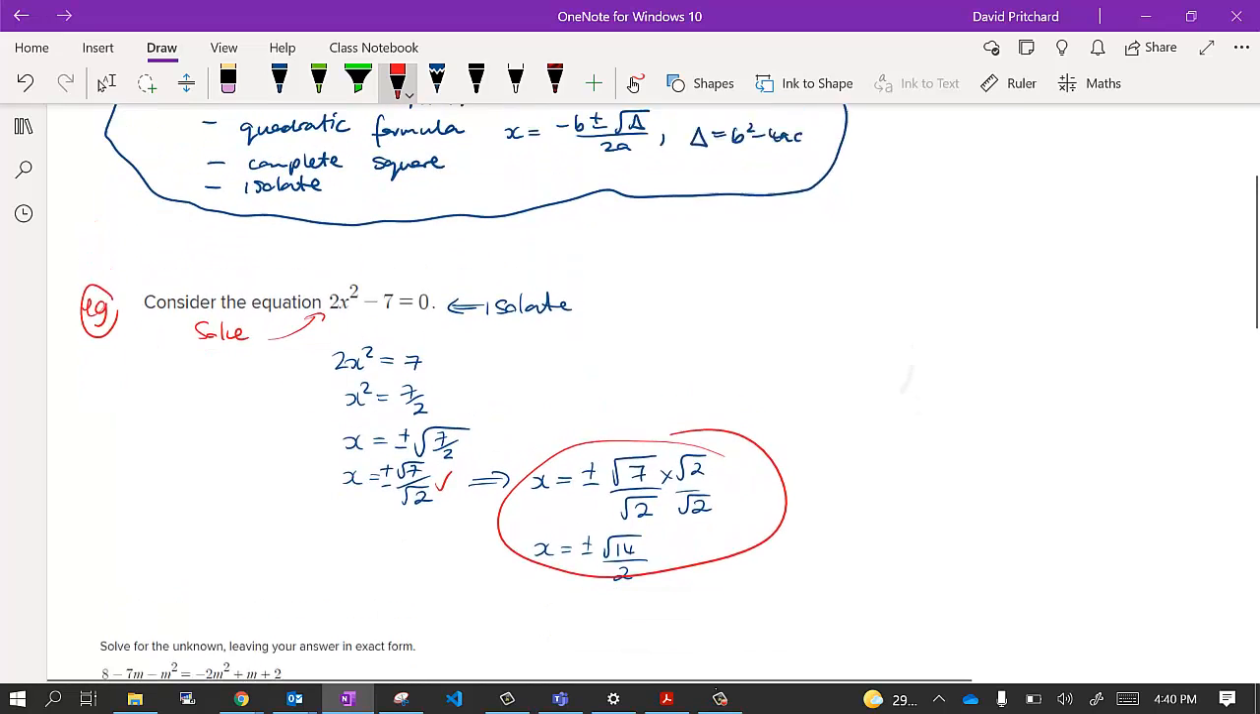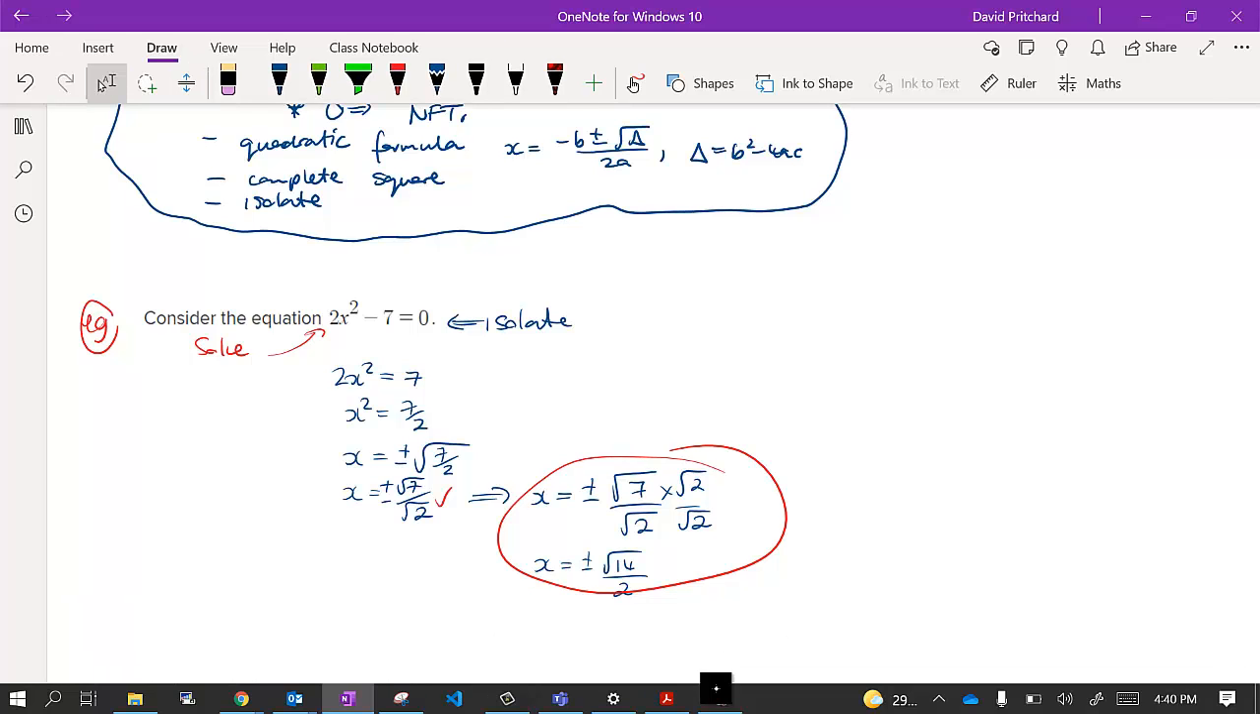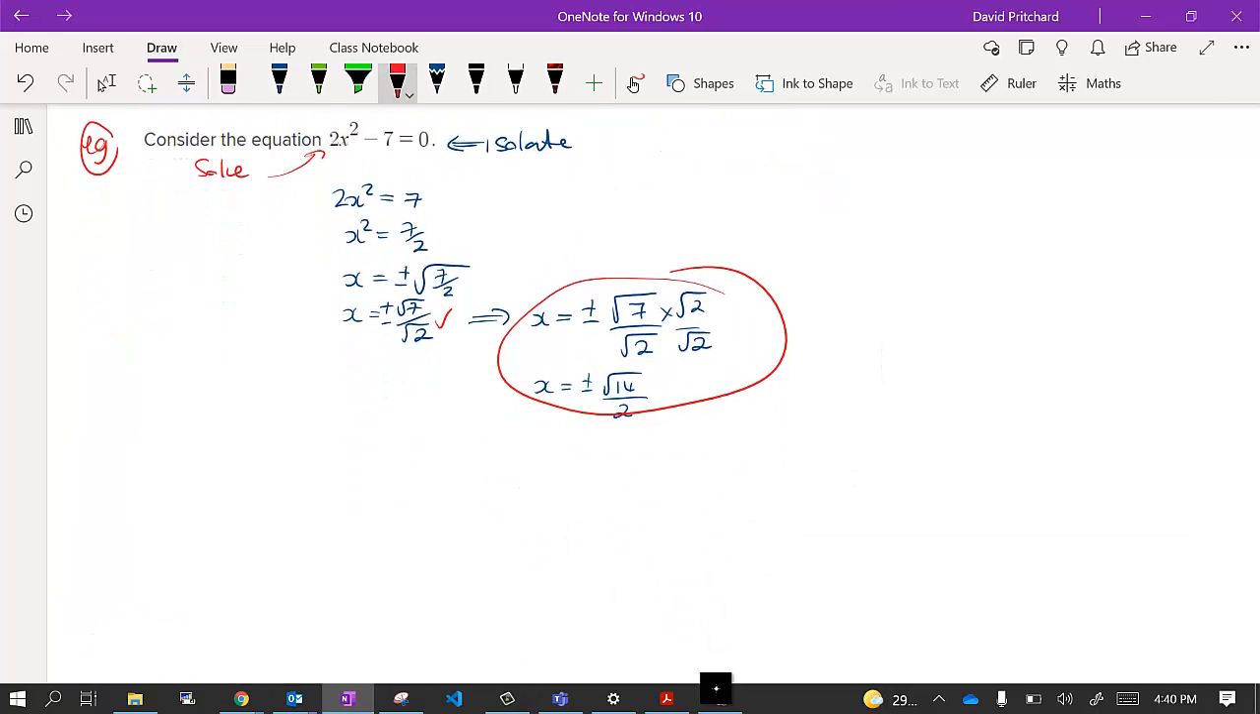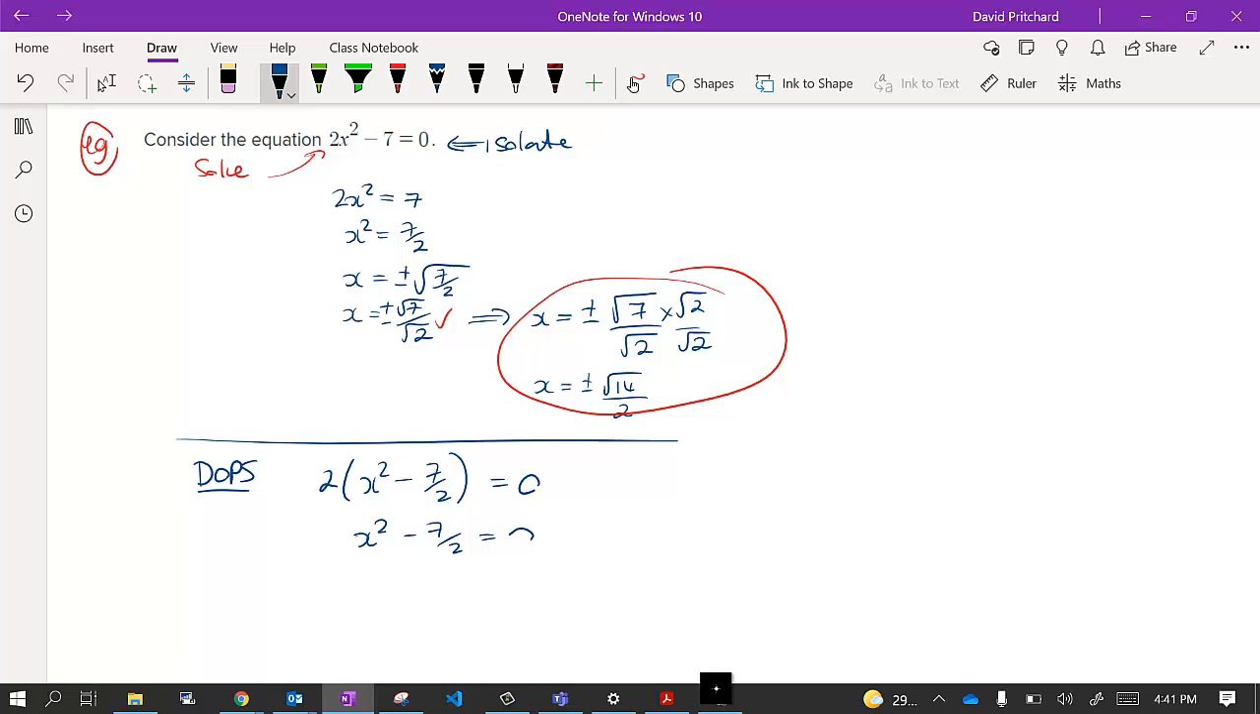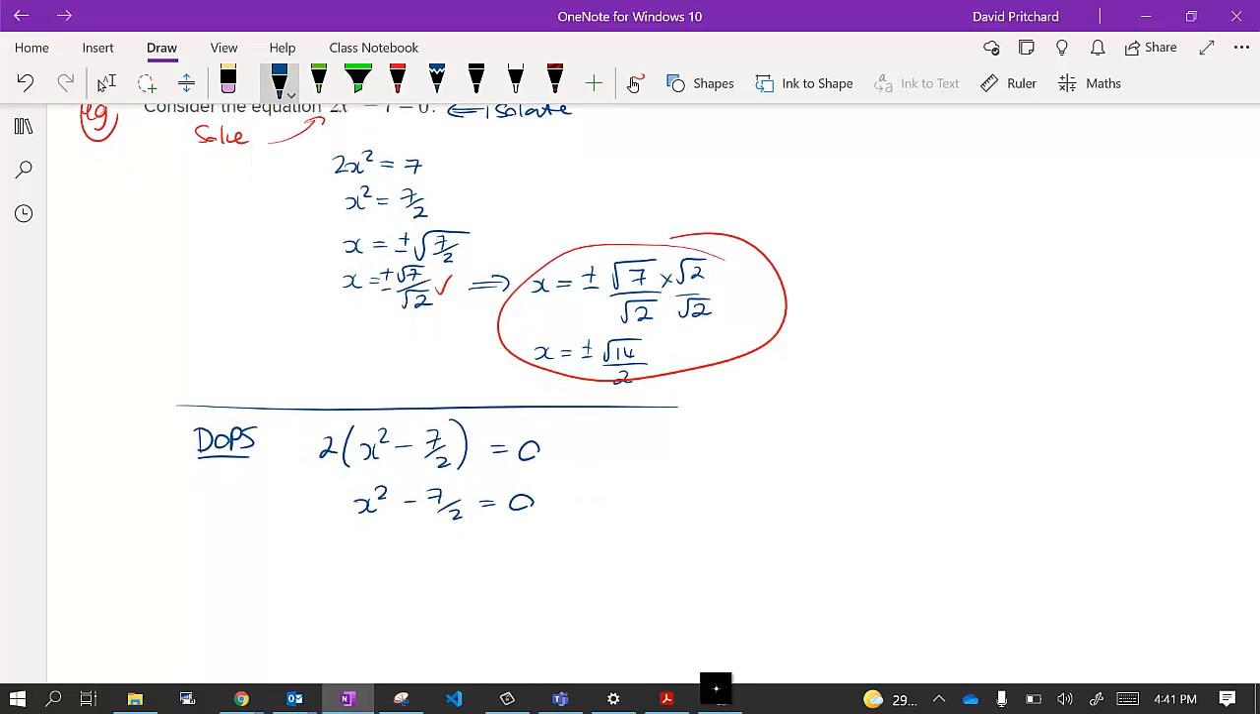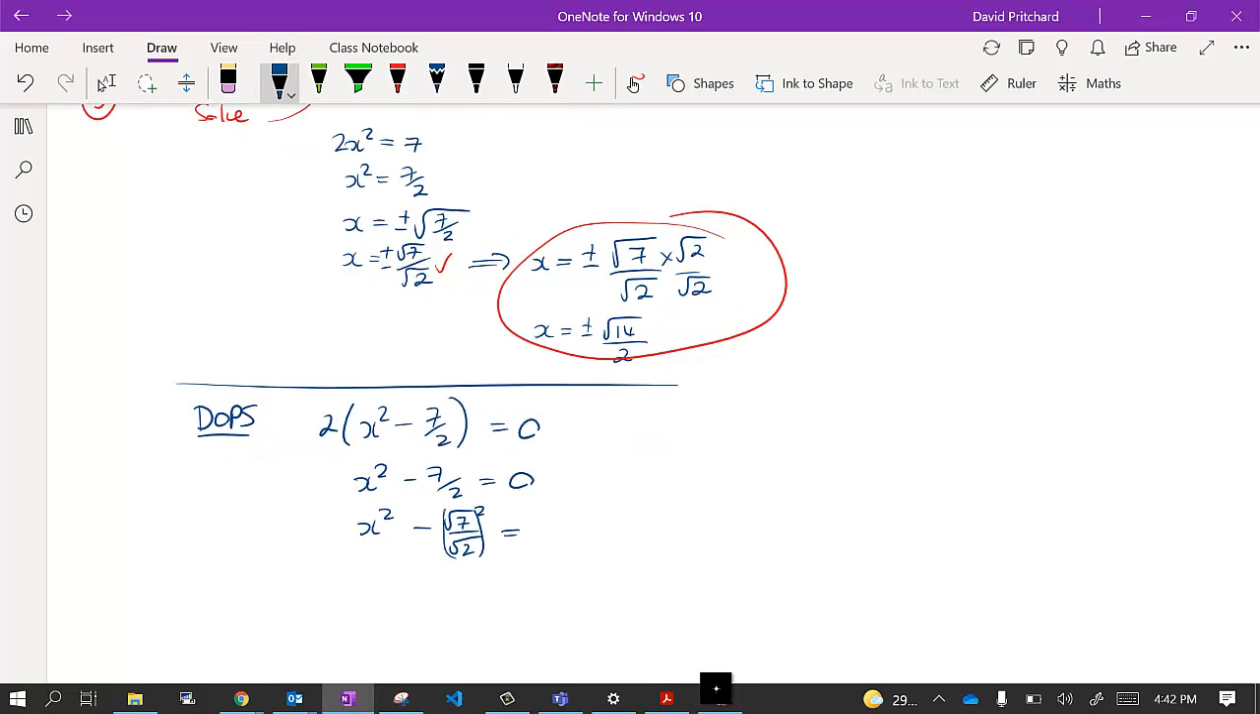Now, the other option you could have taken with this particular question is you could have gone down the DOPS route. So, hopefully, if you wanted to take the DOPS route, 2 is a common factor, and you've got x squared take 7 on 2 equal to 0. We can get rid of that 2 now. So we've got x squared take 7 on 2 is equal to 0. To treat that 7 on 2 as if it's a square, we've got take root 7 squared on root 2, so the whole thing is squared, is equal to 0.